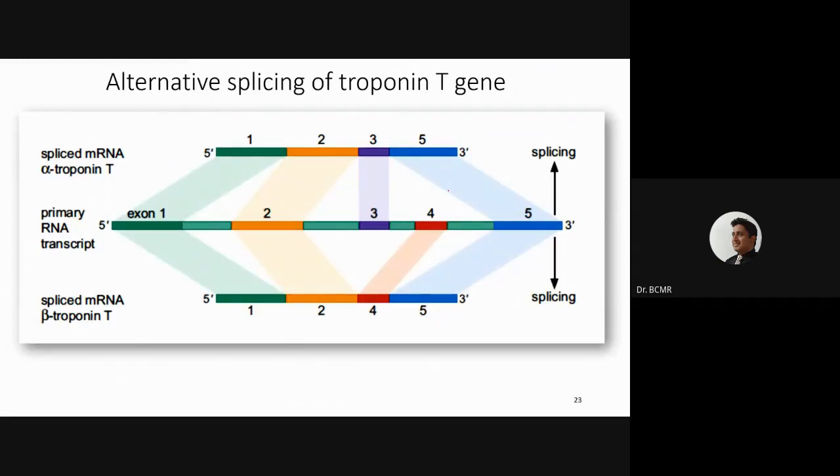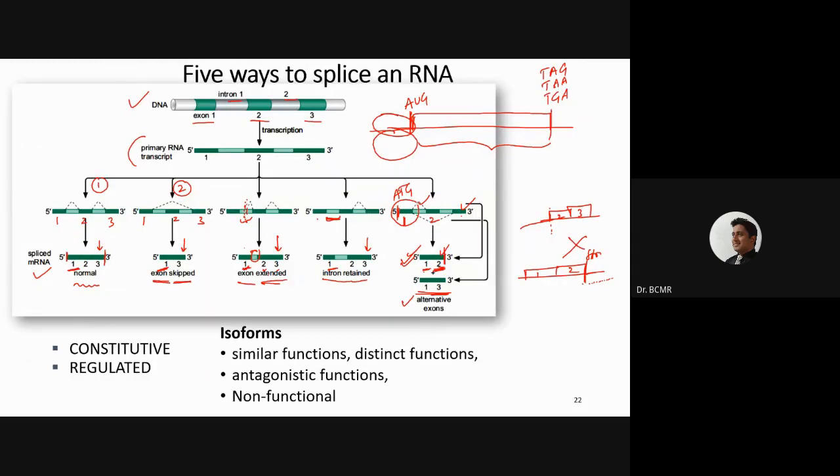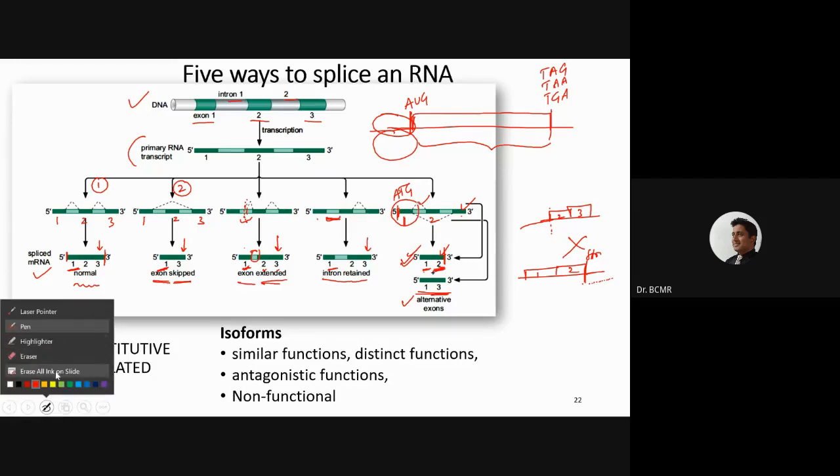Alternative splicing by the troponin T gene. Troponin is a protein that is involved in muscle contraction. There are 2 different enzymes that are produced. Before I go further, I think I have to also describe this.